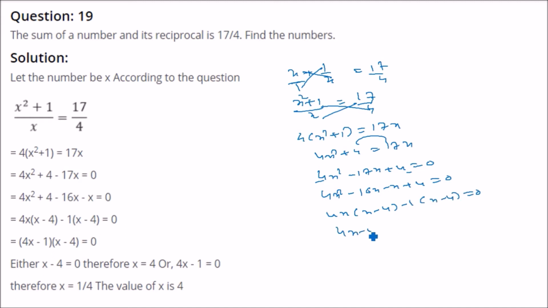So you get 4x minus 1 and x minus 4 as the factors. So here x will be equal to 1 by 4. By this x will be equal to 4. So these are the solutions. If you take 4, the other will be 1 by 4. If you take 1 by 4, the other will be 4.